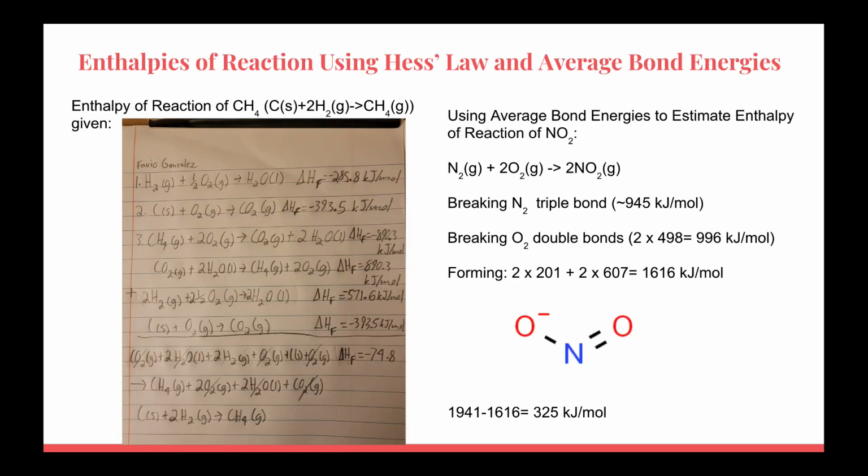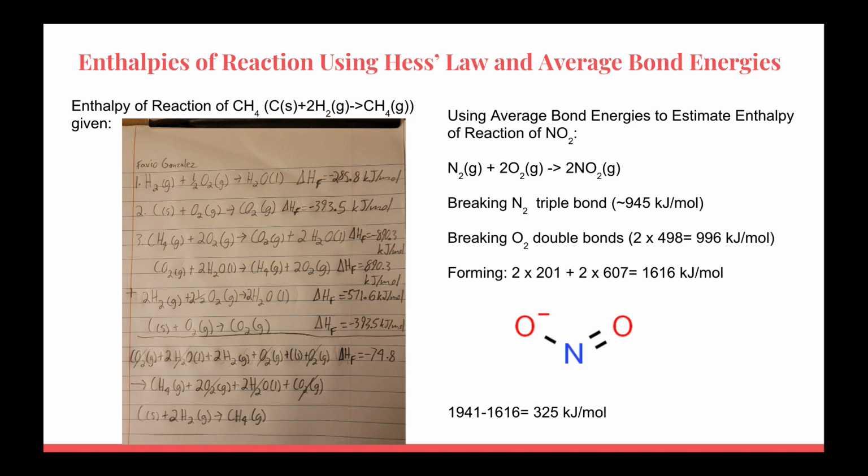Let's go ahead and move on to finding the enthalpies of reaction using Hess's laws and average bond energies. So starting with Hess's laws, we're asked to give the enthalpy of reaction of methane. And remember that with Hess's laws, it tells us that we can add the several steps included that are needed for the formation of a product. So that's what we're going to go ahead and do.